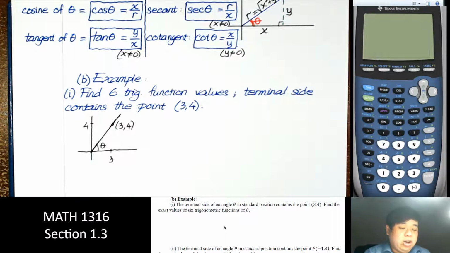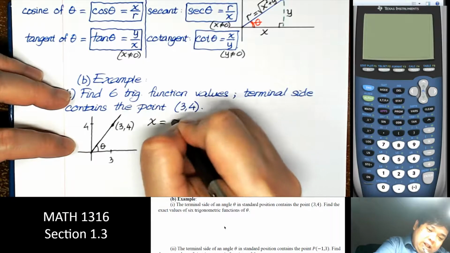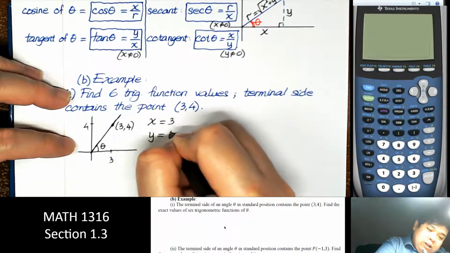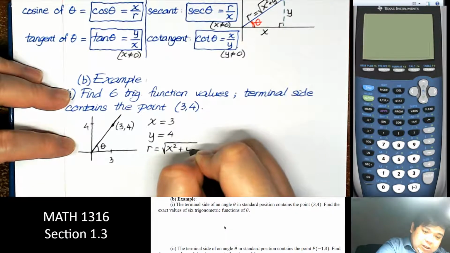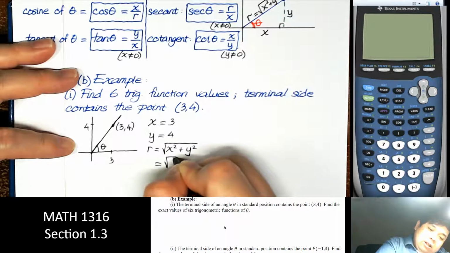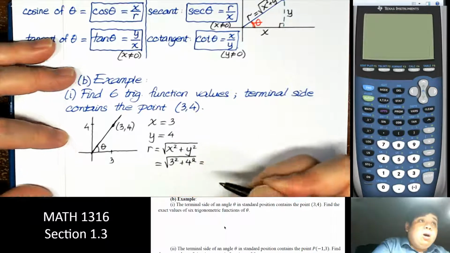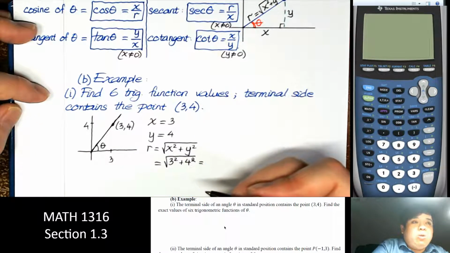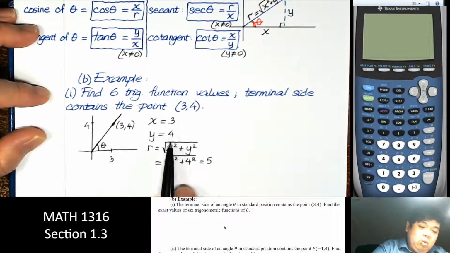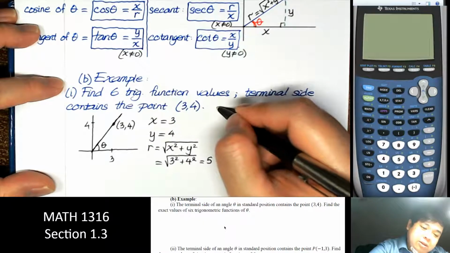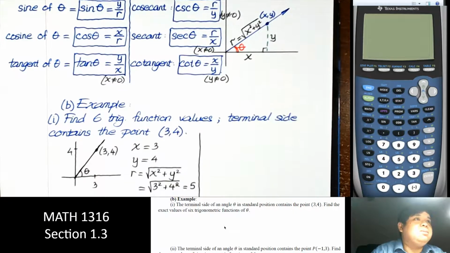Now we just write the six trigonometric values. So based on this one, we have x equal to 3, y equal to 4, and then r is the square root of x squared plus y squared. 3 squared is 9, 4 squared is 16, the square root of 25 is 5. So x is 3, y is 4, and r is 5. Right. And after that, we just have these six definitions.